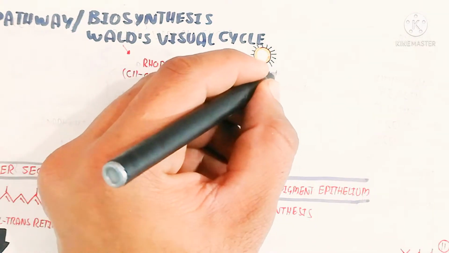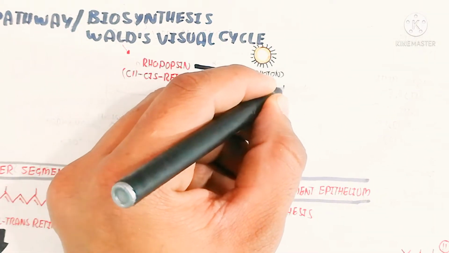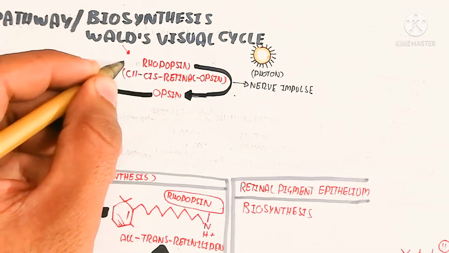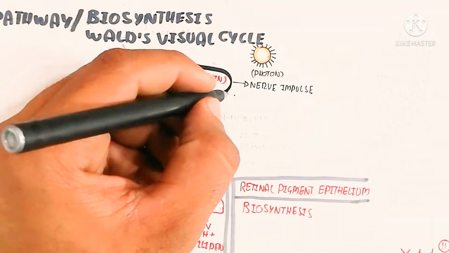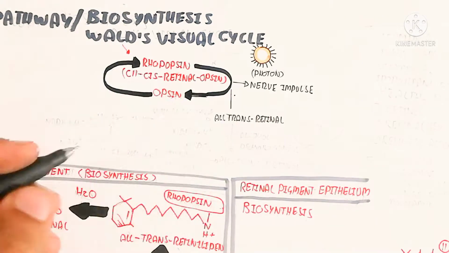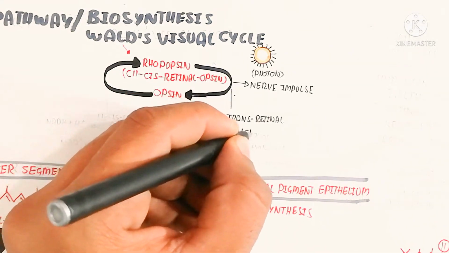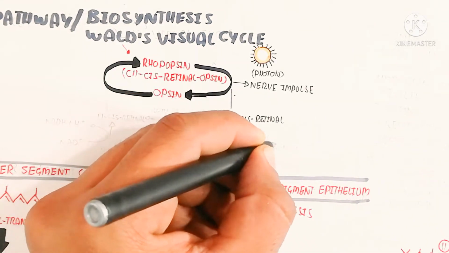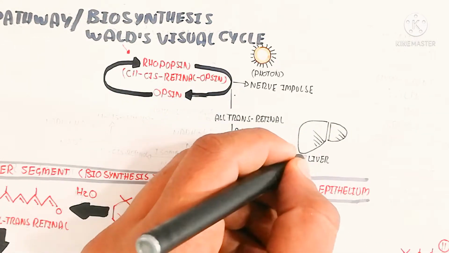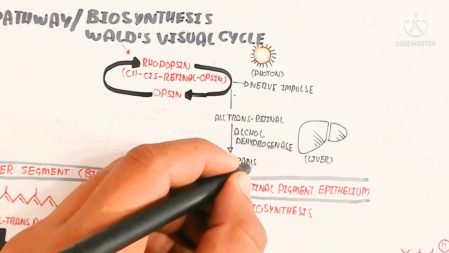So let's begin to understand the Wald's visual cycle. Rhodopsin basically binds with the cis-retinal and opsin. In this way the cis-retinal binds with the opsin to give the nerve impulse, while after dark time dissociation it produces the opsin, and this opsin will convert again into rhodopsin.